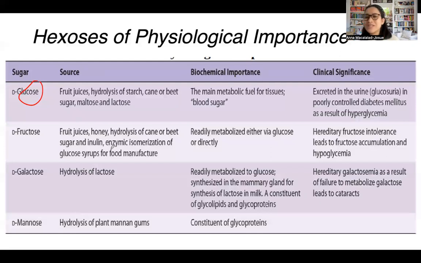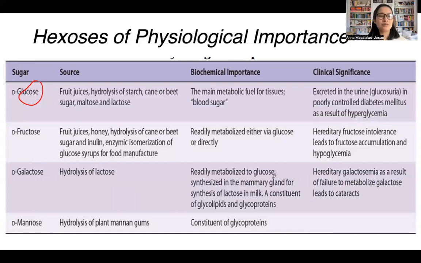Have you eaten Korean chicken? The coating of the Korean chicken has some high fructose corn syrup on it. Your maple syrup also. Some syrups when you drink milk tea or even in your coffee shop, some of those will have fructose in it. It's readily metabolized either via glucose or directly. Some patients will have hereditary fructose intolerance, which can lead to fructose accumulation and hypoglycemia. This is very rare. I've never encountered this.